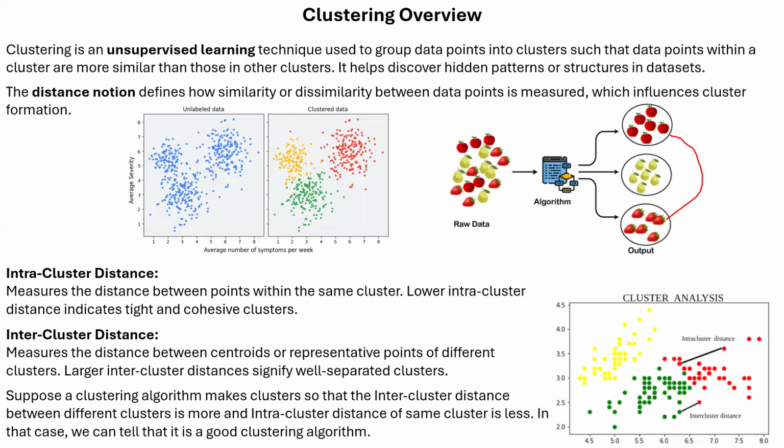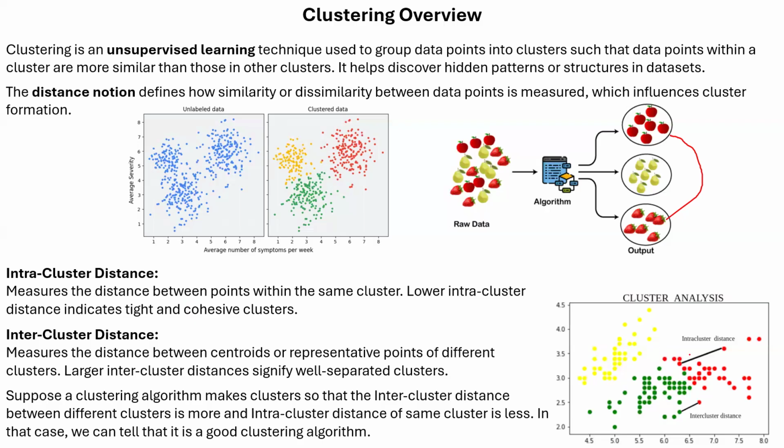So here you see three clusters. Green is one cluster, red is one cluster, and the yellow is the other cluster. So we formed three different clusters with the unlabeled data that you have given. Okay, so now if you talk about two different distances within this output, they are intra-cluster and inter-cluster distances. You need to understand what is intra-cluster and what is inter-cluster distance.